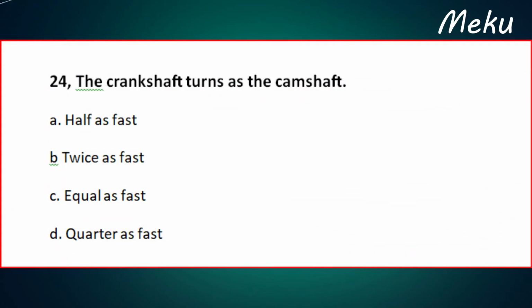24. The crankshaft turns how fast compared to the camshaft? A. Half as fast. B. Twice as fast. C. Equal as fast. D. Quarter as fast.